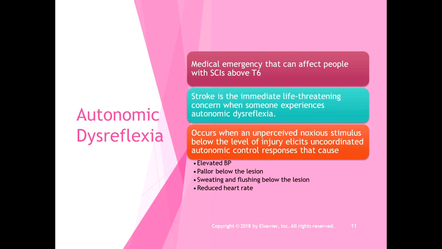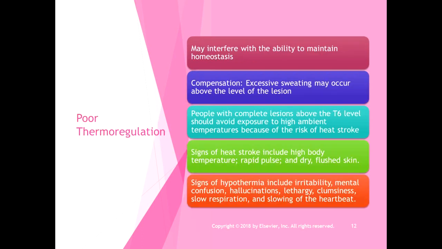It's an immediate life-threatening concern when someone experiences autonomic dysreflexia. So usually the things that you see are the elevated blood pressure, but before you've taken their blood pressure, you see sweating and flushing and pallor below the lesion. So it's something that you really need to monitor for because it can be a life-threatening concern.